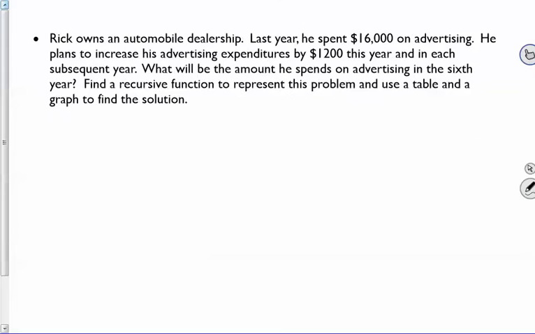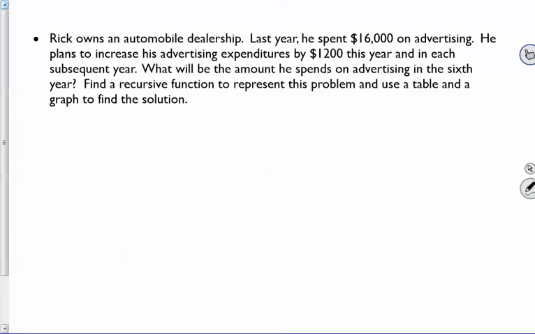Let's look at another application. Rick owns an automobile dealership. Last year, he spent $16,000 in advertising. He plans to increase his advertising expenditures by $1,200 this year and in each subsequent year. What will be the amount he spends in advertising in the sixth year? Find a recursive function to represent this problem and use a table and a graph to find the solution.